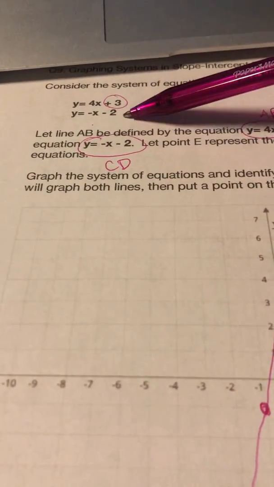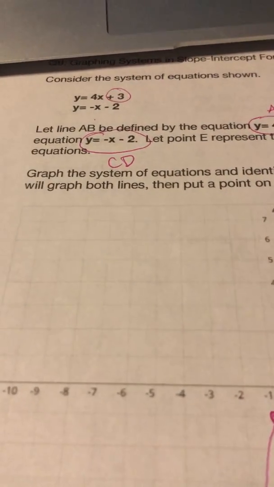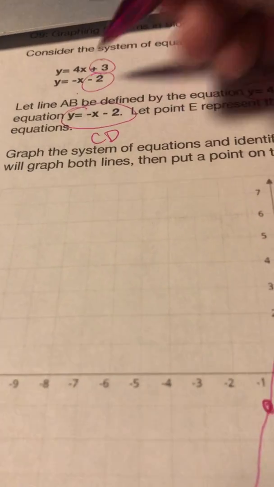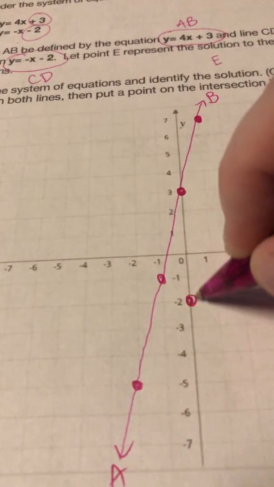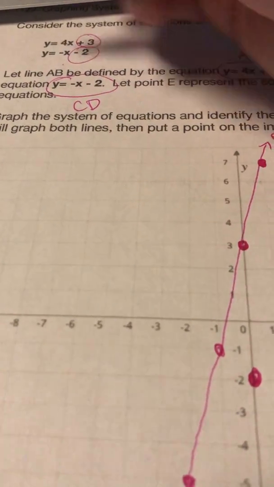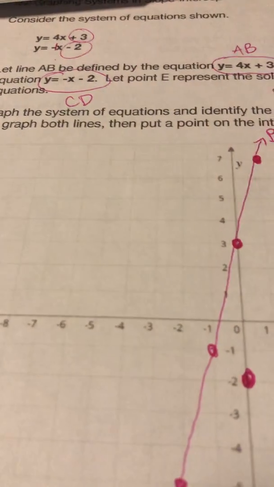So I've got this equation, y equals negative x minus 2. This time I'm going to start at negative 2, which is all the way down here on my y-axis. And then the slope of this one, remember, if there's no number in front, you can put a 1 there. So it's negative 1. So I'm going to go down 1 over 1.